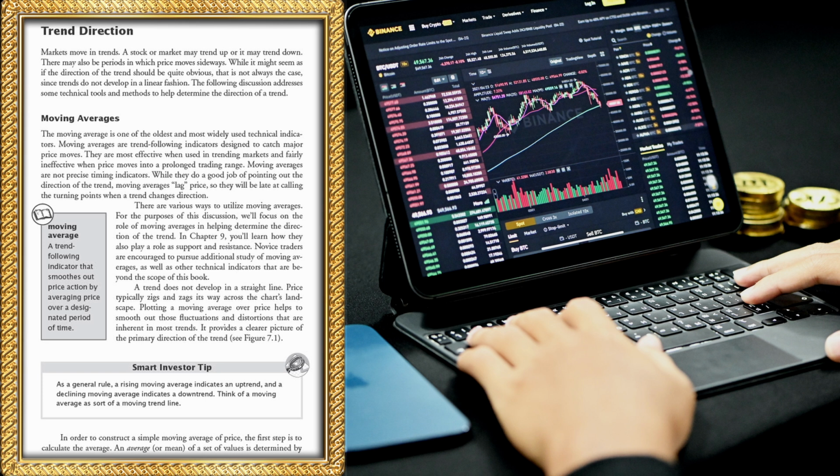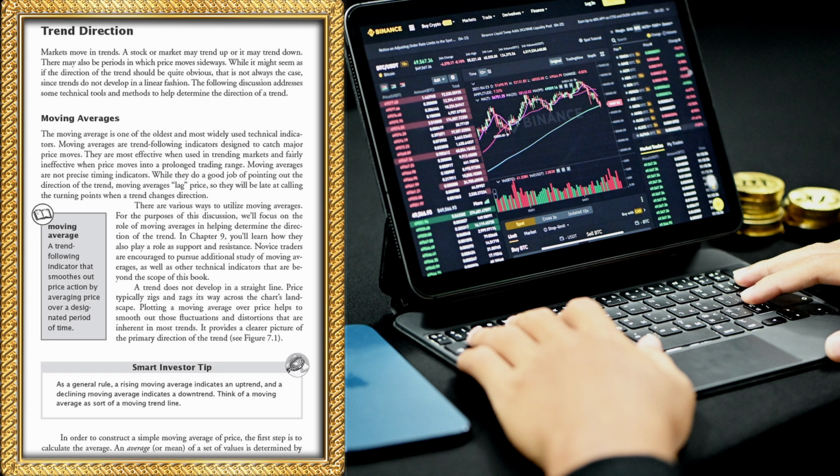There are various ways to utilize moving averages. For the purposes of this discussion, we'll focus on the role of moving averages in helping determine the direction of the trend. In Chapter 9, you'll learn how they also play a role as support and resistance. Novice traders are encouraged to pursue additional study of moving averages, as well as other technical indicators that are beyond the scope of this book.